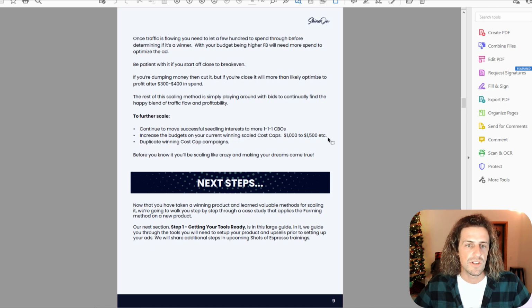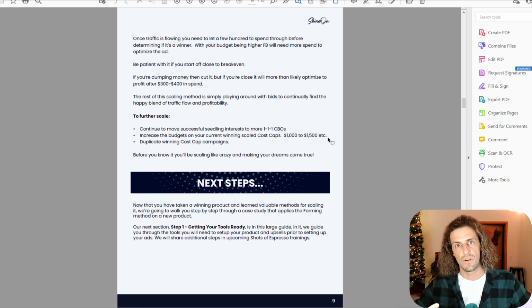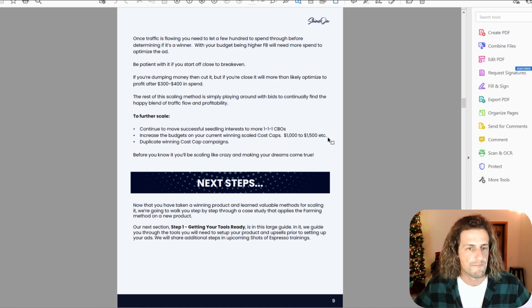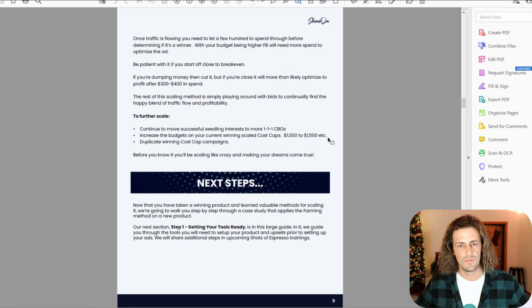Increase budgets on your current winning scaled cost caps, $1,000 to $1,500. So as you are able to get the results you need with your cost cap, you can raise the overall budget as well. We talked about adjusting the bids, but then you can also start increasing the overall budget once you start locking some things in. And duplicate winning cost cap campaigns. Facebook always tends to be okay with duplicating winning campaigns and running multiples of the same campaigns overall.